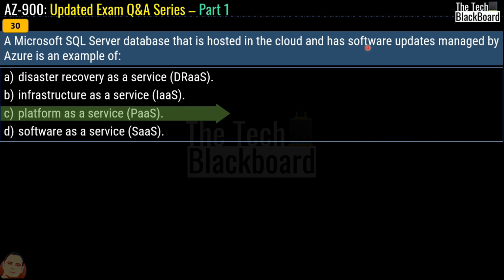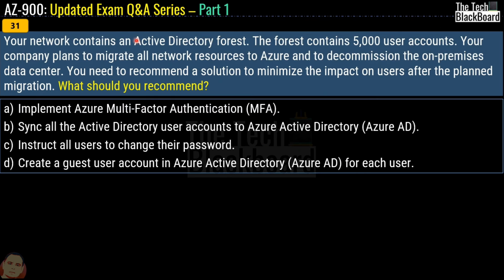It's very clearly given in the question that the software updates are managed by Azure, and this important section of the question is the base or the logic behind choosing platform as a service as an answer to this question. Now let's check out our question number 31.